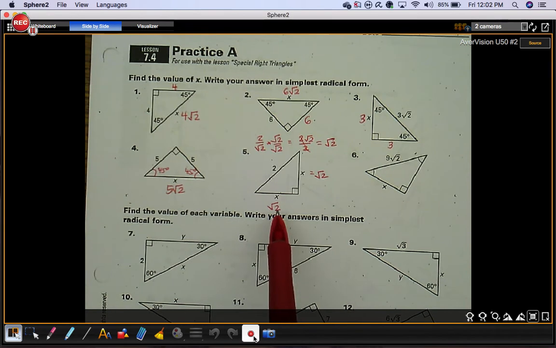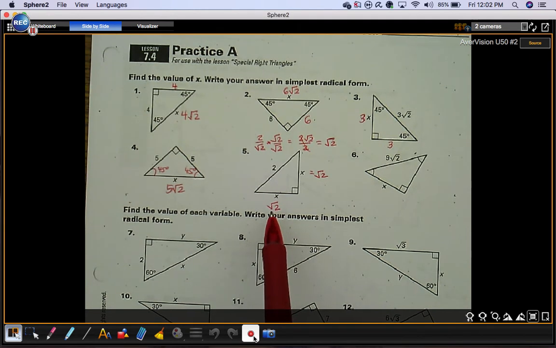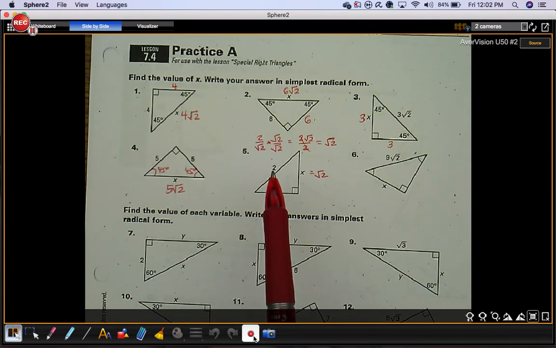Here's how you know it's right. If you had the leg and it was the square root of 2, if you multiplied it with the square root of 2, you would have the hypotenuse. Square root of 2 times square root of 2 is 2.